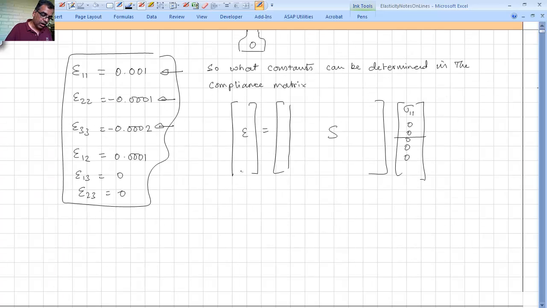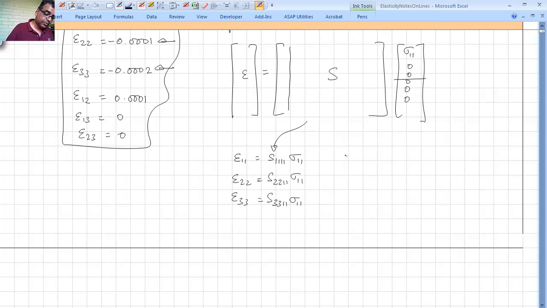So let us see. According to our matrix, from here I will get epsilon 11 is S1111 sigma 11. Epsilon 22 is S2211 sigma 11. Epsilon 33 equal to S3311 sigma 11. Then epsilon 12 is S1211 sigma 11. Epsilon 13 is S1311 sigma 11. Epsilon 23 equal to S2311 sigma 11.